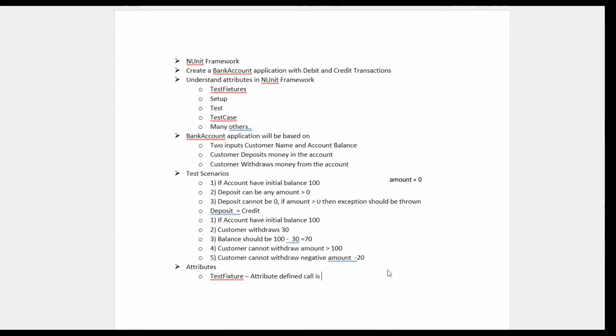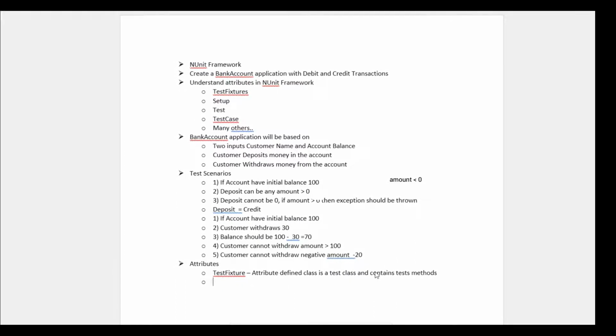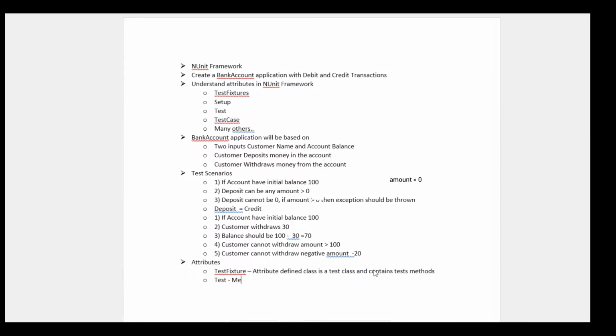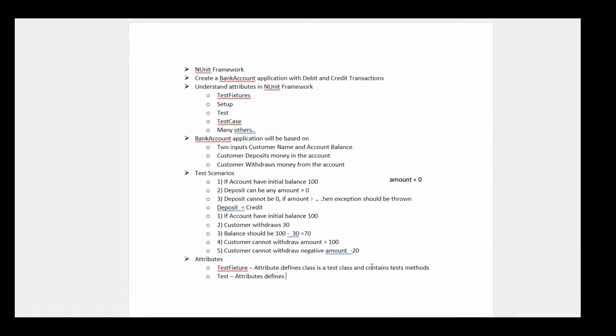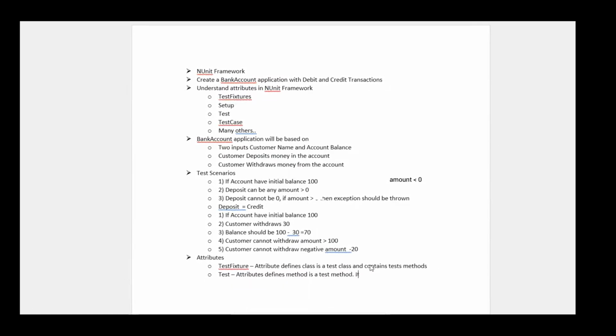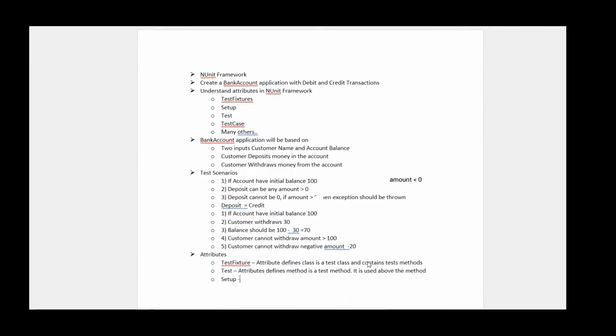There are a few attributes as mentioned above. Test fixture is one of the attributes, which is defined at the class level. This defines that the class contains the test methods in it. There's another attribute, test, which is defined at the method level and defines that method as a test method.